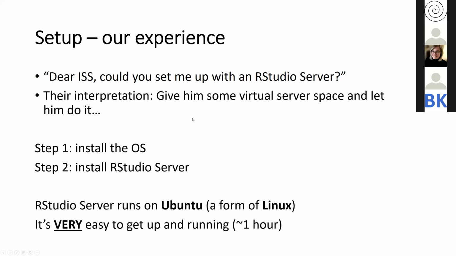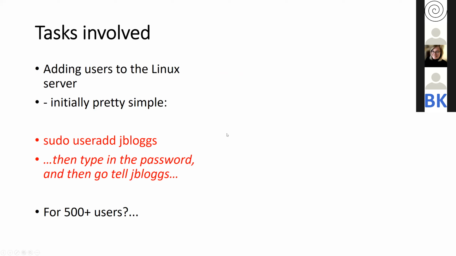So RStudio Server runs on Ubuntu, a form of Linux, obviously all freely available. And as someone who's never used Linux before, I found it pretty easy to just follow some guides and get a little bit of advice from IT to actually get started. And within about an hour, maybe two, of ISS giving me the server space, I had a functioning RStudio server, to the extent that I was able to add someone else as a user and get them to log on to the server. So that process of adding users to the Linux server is really, really easy. Literally just one line of code, type in a password, go and tell that person that they've got an account with a password.